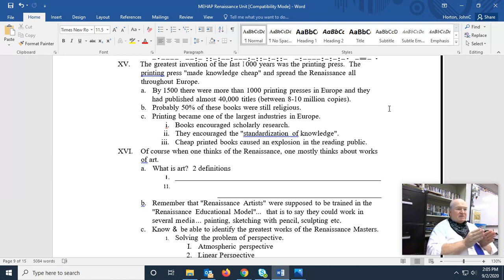Now, probably still at this time, 50% of these books were still religious, but that was going to change. Printing became one of the largest industries in Europe. Books encouraged scholarly research. That means research of knowledge for the sake of getting more knowledge, but they also encouraged the standardization of knowledge. Is that a term for your test? No, but it's a good term to know. It means that knowledge was standardized.